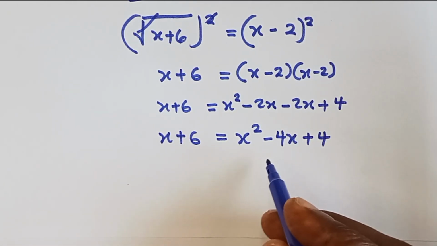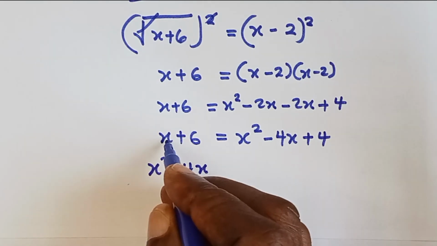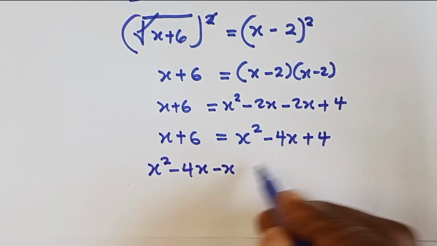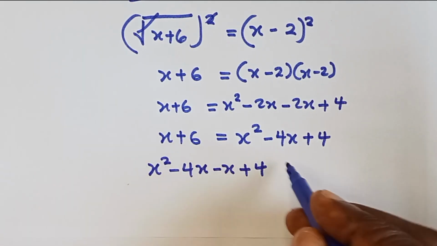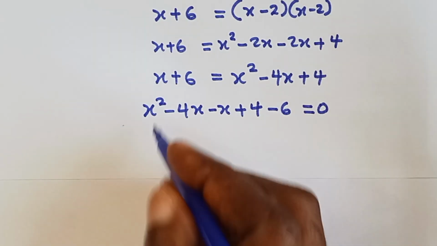Now let's collect like terms. Okay, so we have x squared, we have minus 4x. Move this x, it becomes minus x. We have plus 4. Then move this plus 6, it becomes minus 6. Everything equals 0. Right, so we continue.